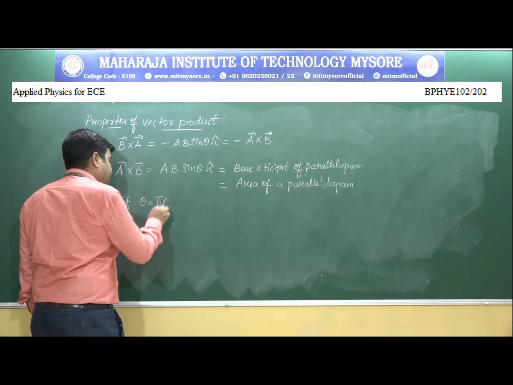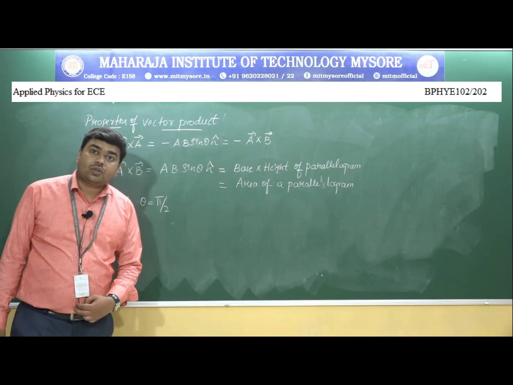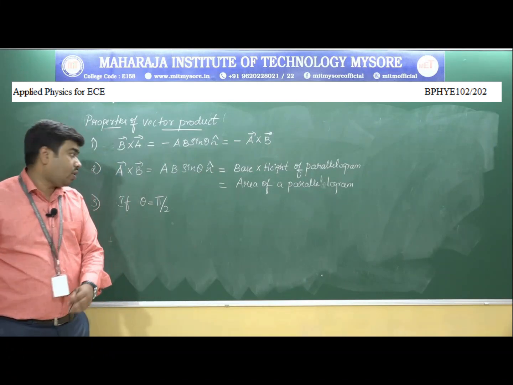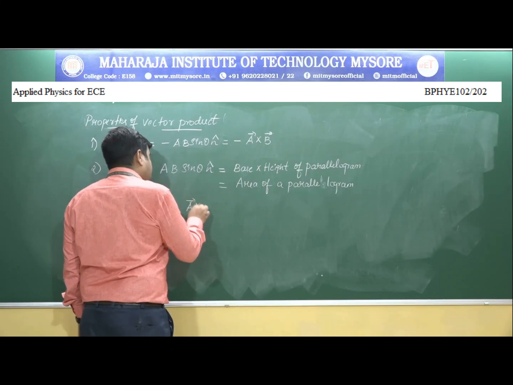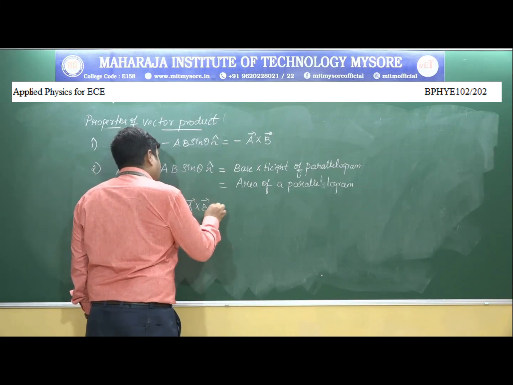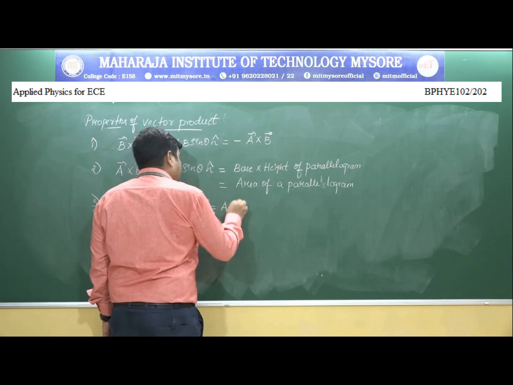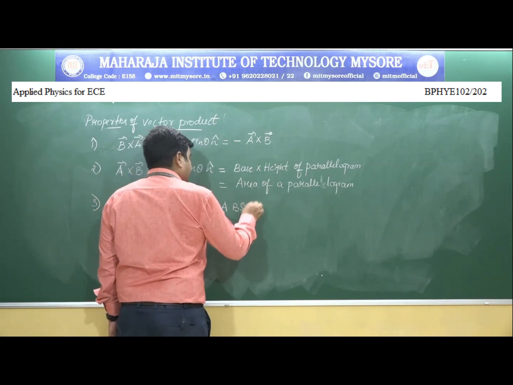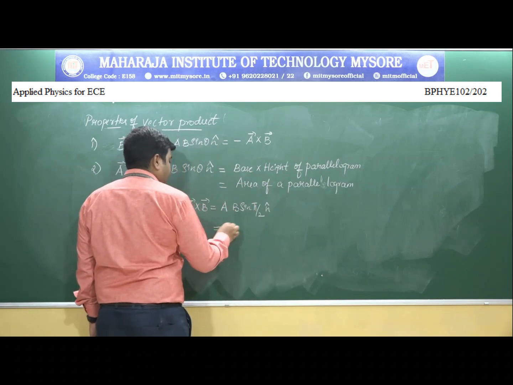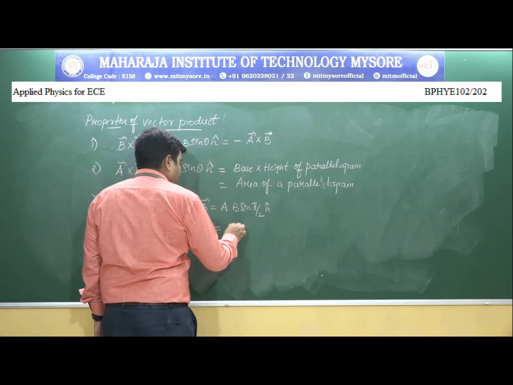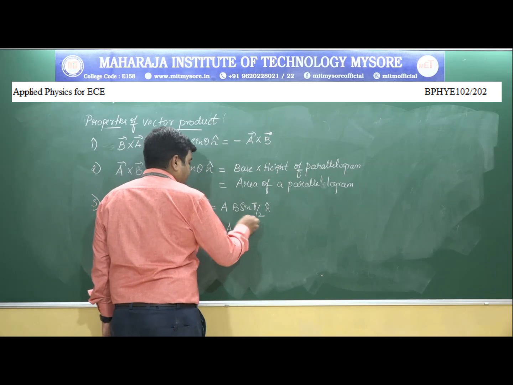If the angle theta between those two given vectors is equal to pi by 2, then vector A cross vector B is equal to AB sin pi by 2 into n cap. Sin pi by 2 is 1. So, AB into n cap.